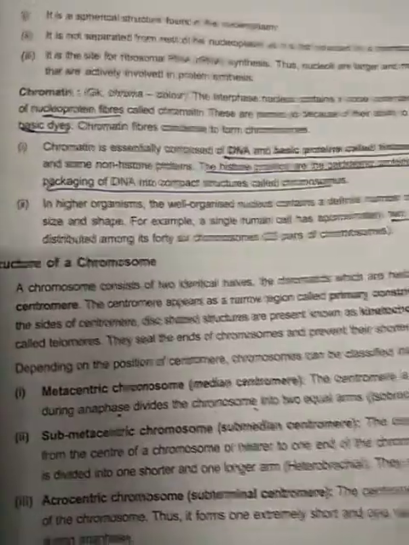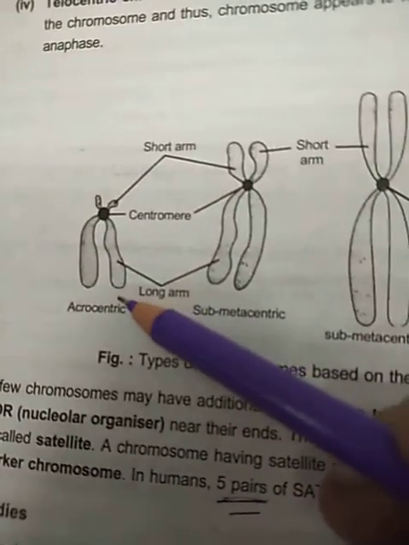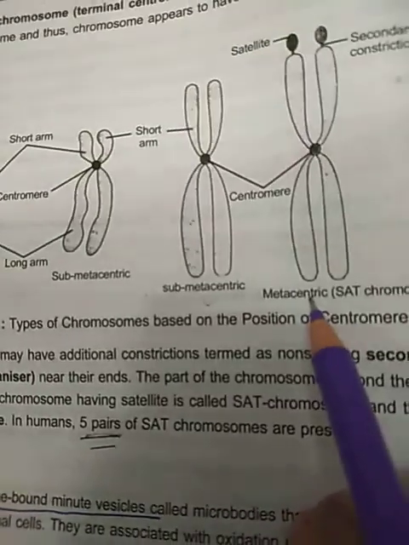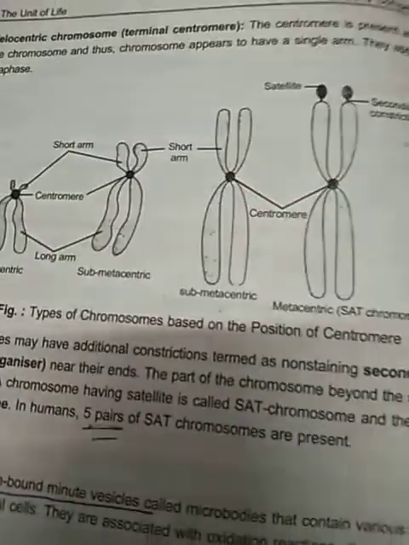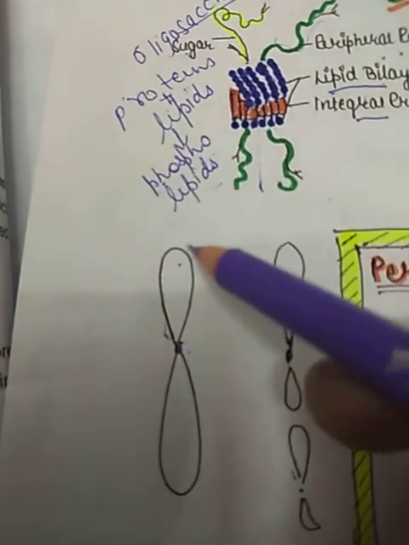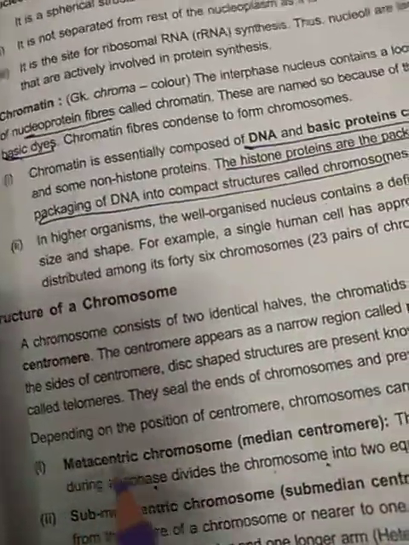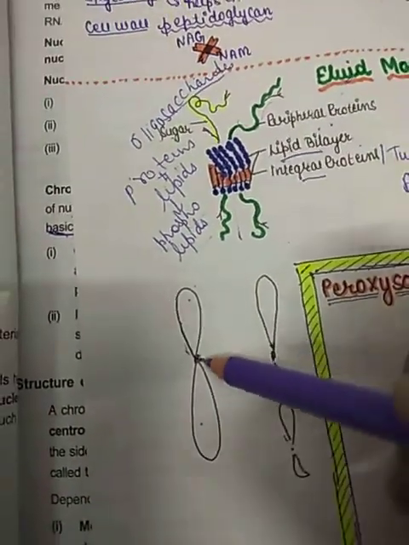Now we have different types of chromosomes. I hope that you are aware of chromosomes. We have acrocentric, submetacentric, metacentric, telocentric, or SAT chromosomes. Let me tell you in my way. The part which bifurcates the two arms is referred to as the primary constriction or the centromere. When the centromere is at the center, they are the metacentric chromosomes.